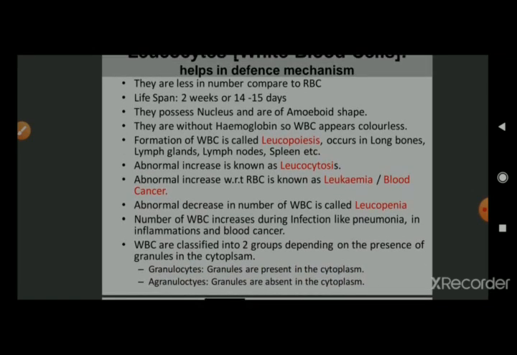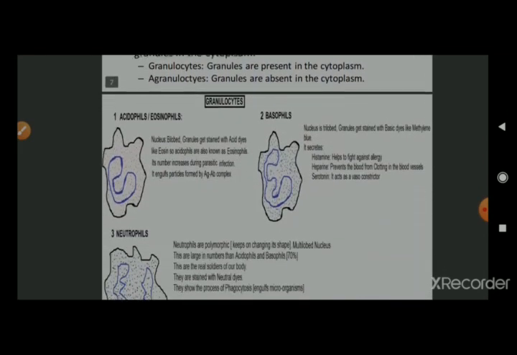WBC are classified into two groups, depending upon the presence of granules in the cytoplasm. If granules are present in the cytoplasm, they are known as granulocytes, and if they are absent, then they are known as agranulocytes. So let us talk about granulocytes.